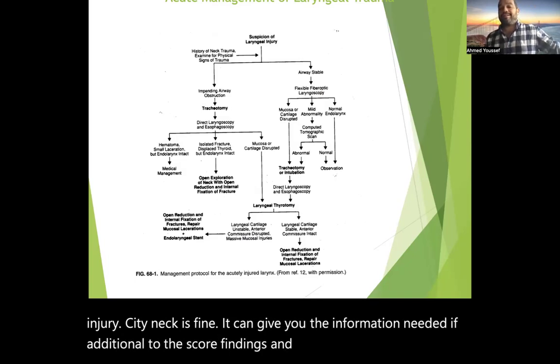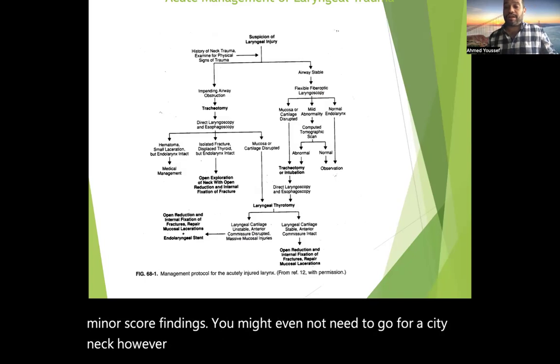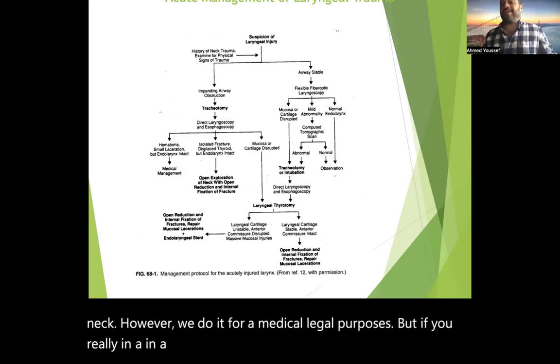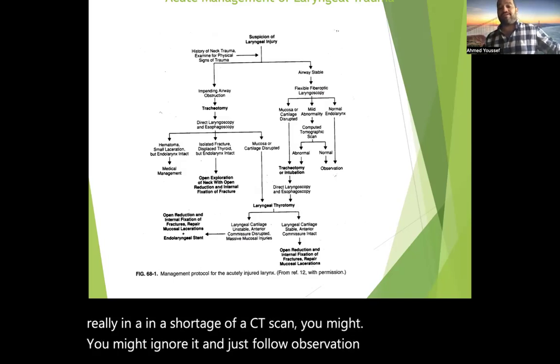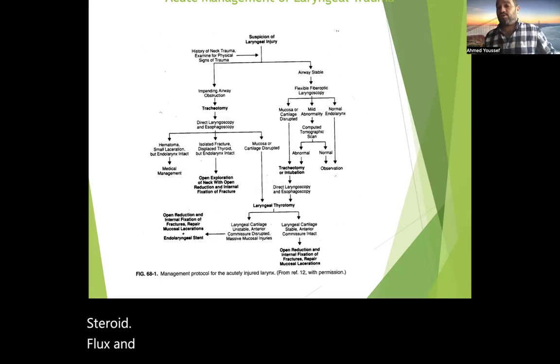And usually they said if there are minor scope findings, we might not even need to go for a CT neck. However, we do it for medico-legal purposes. But if you are really in a shortage of CT scans, you might ignore it and just follow up the patient with antibiotics, steroids, anti-reflux, and just observation.